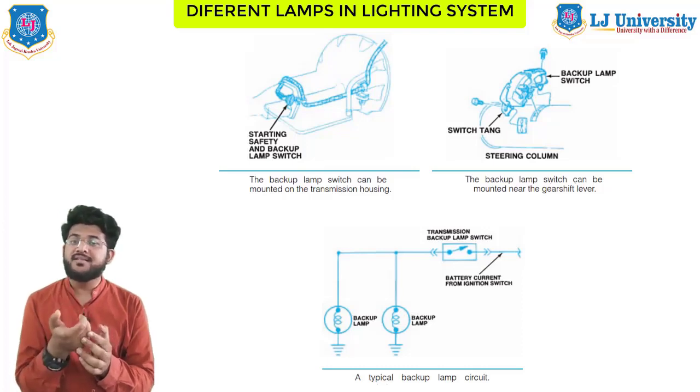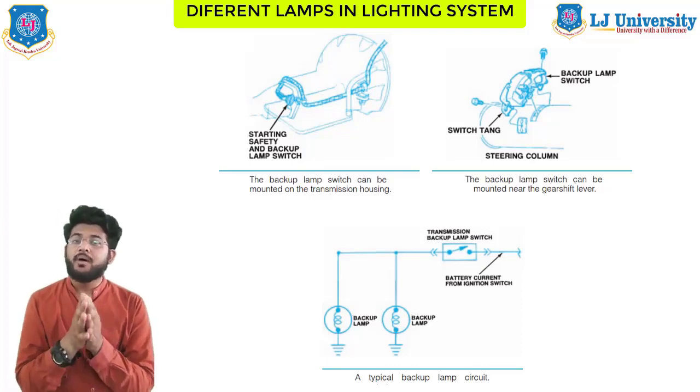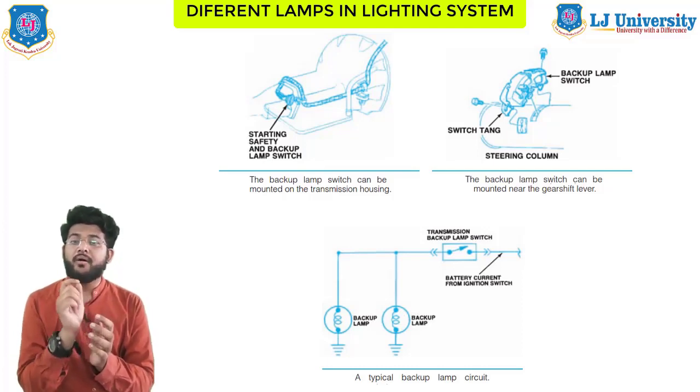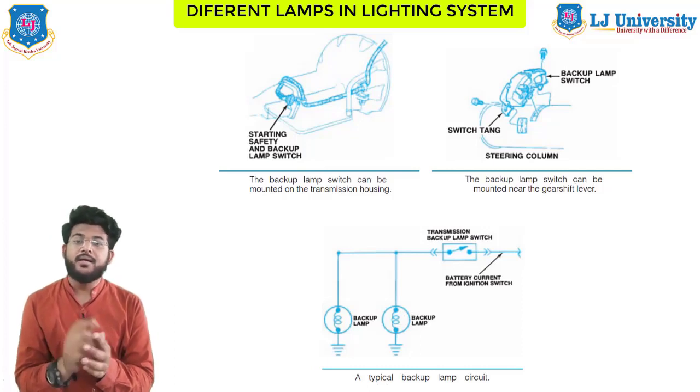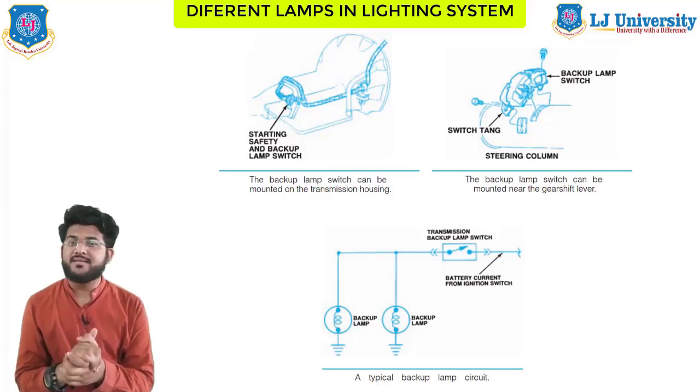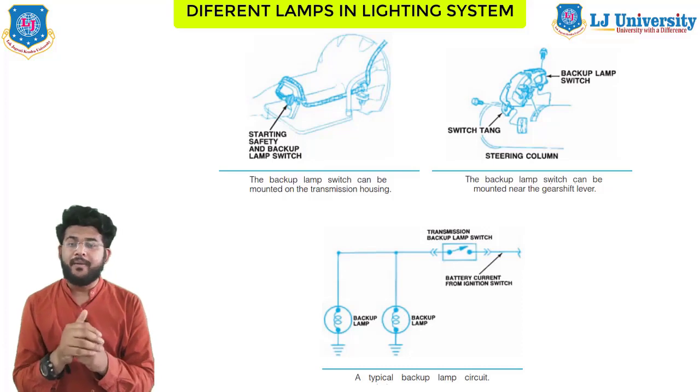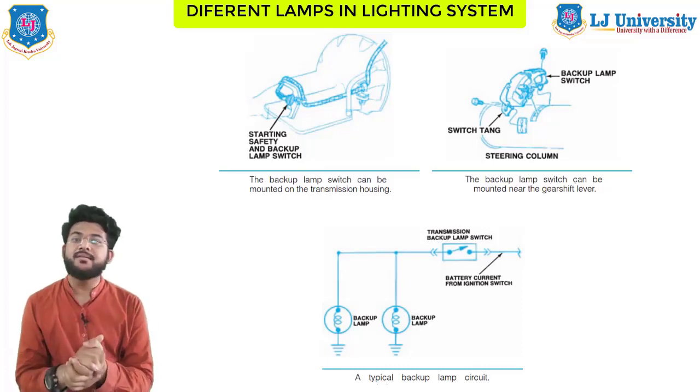Now next is bulb. Which bulbs are used? The bulb designs most commonly used for the backup lamp are the single contact bayonet or the double contact indexed bulb. So these are the bulbs which are used in a reverse light, or you can say backup lights. Next is the instrument panel and the interior lamp circuit.